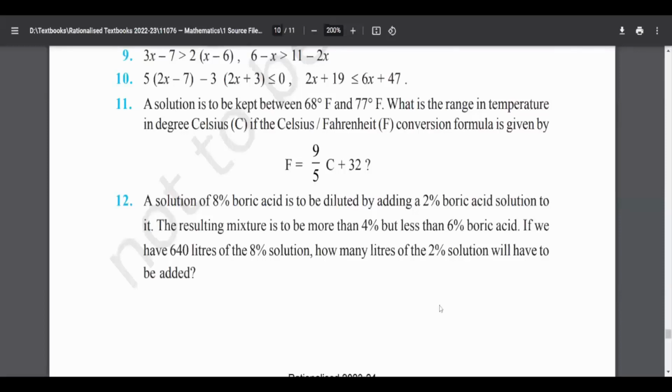So the question is: a solution is to be kept between 68 degrees Fahrenheit and 77 degrees Fahrenheit. What is the range in temperature in Celsius? What we have been given is also the conversion formula, that is F = (9/5)C + 32. We have to keep the solution between 68 degrees Fahrenheit and 77 degrees Fahrenheit.